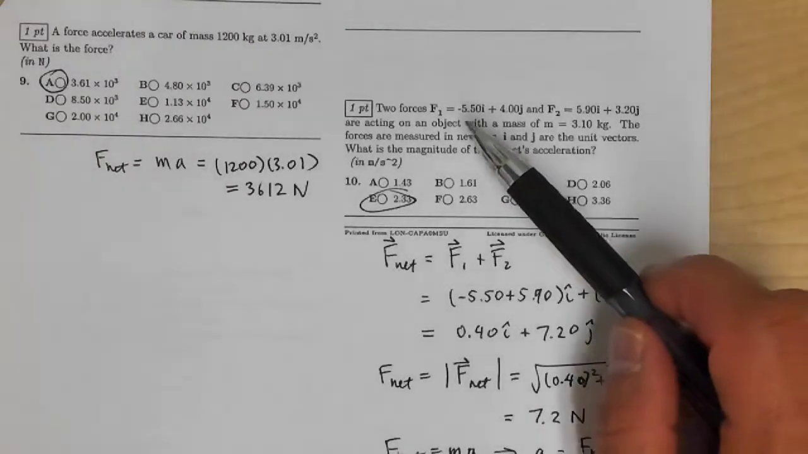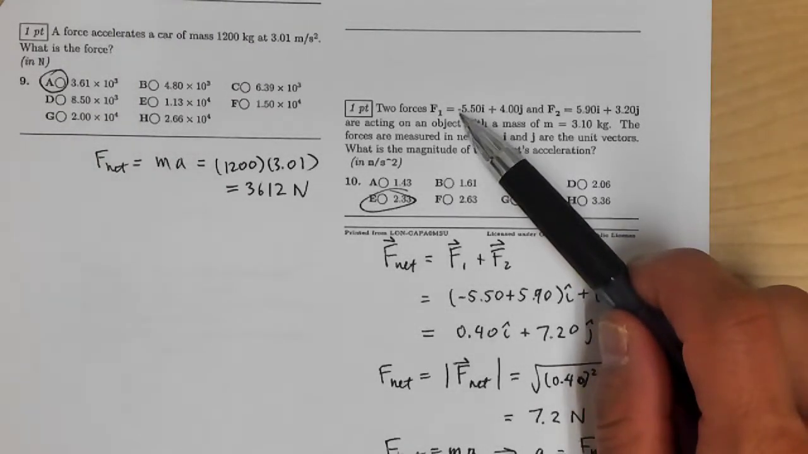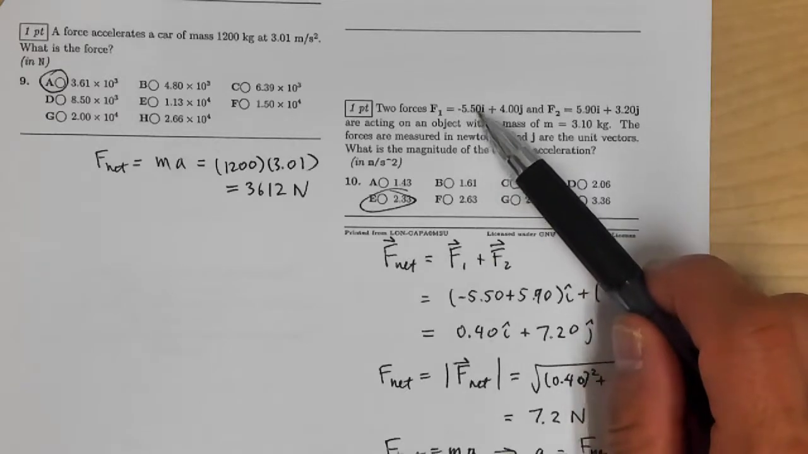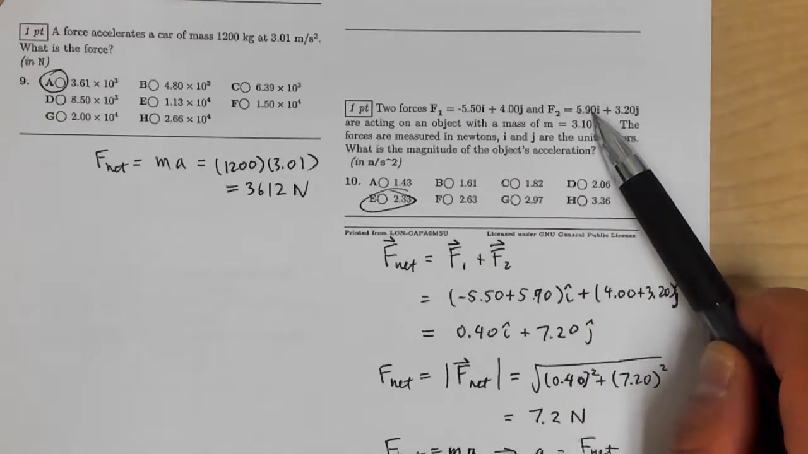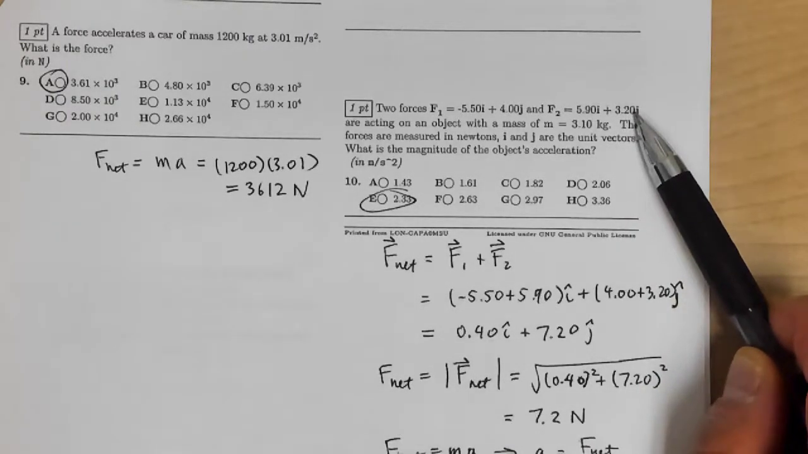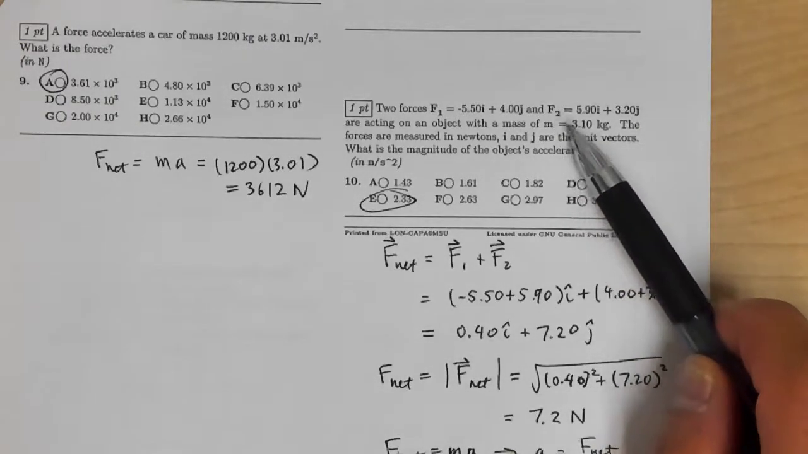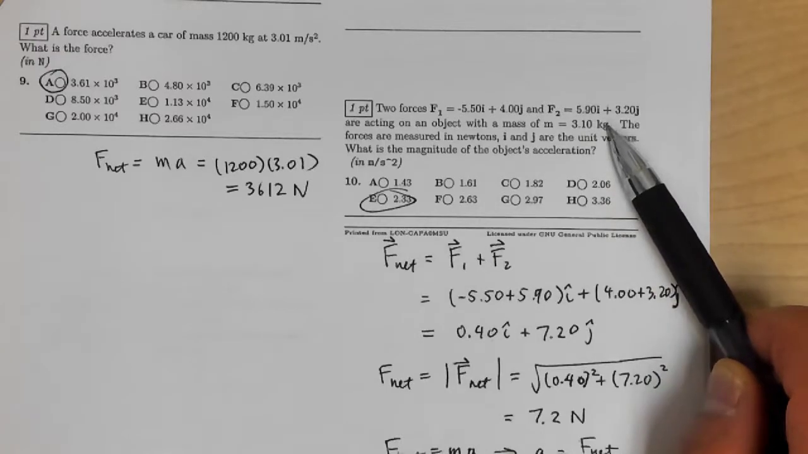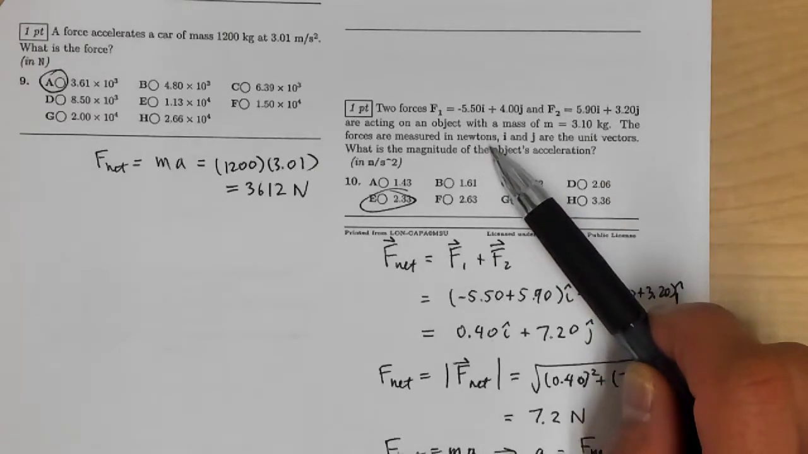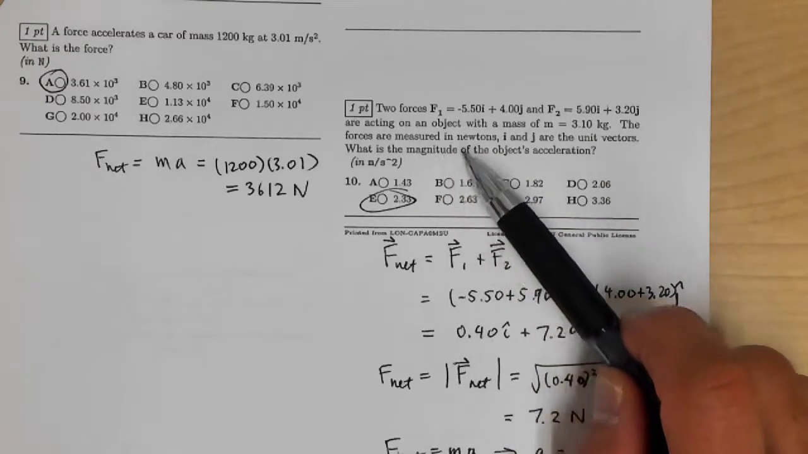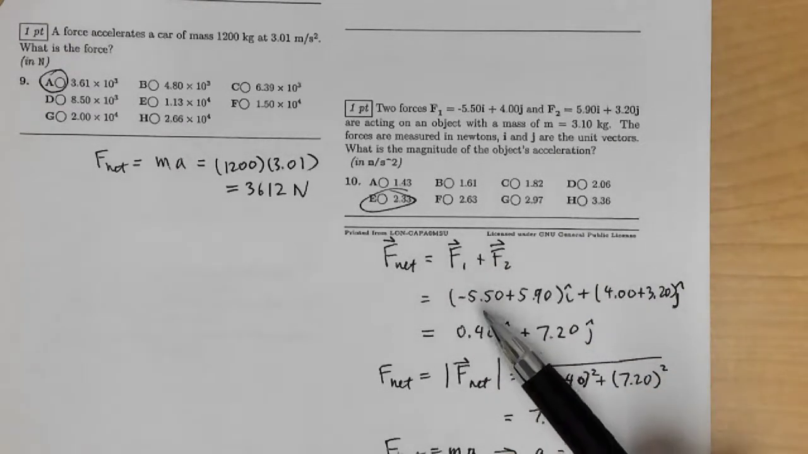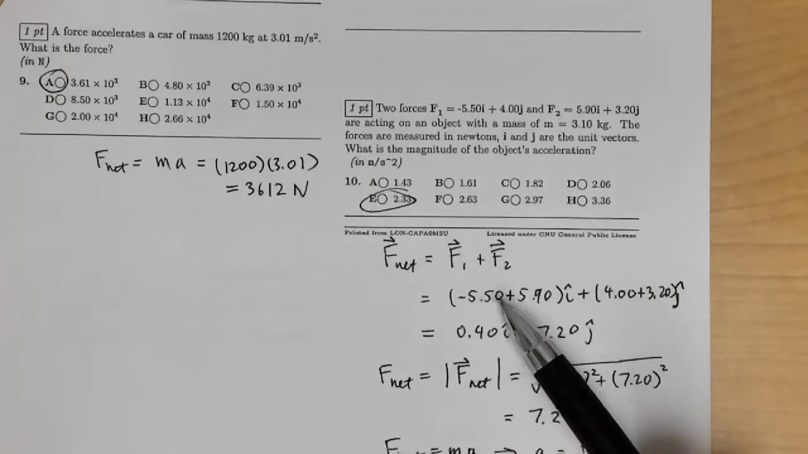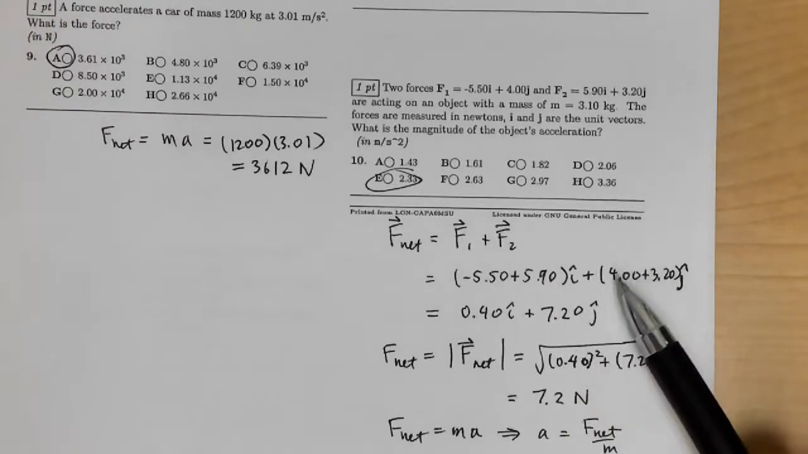We have two forces. F1 has x component minus 5.50, y component 4.00. F2 has x component 5.90, y component 3.20. It's acting on a mass of 3.10 kilograms. And what is the magnitude of the object's acceleration? Okay, first get the net force, F1 plus F2. Add the x components together, minus 5.50 plus 5.90.